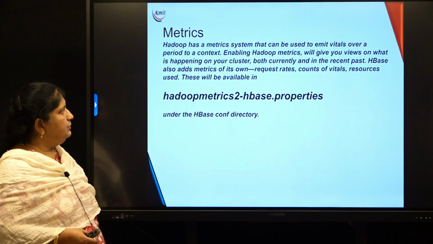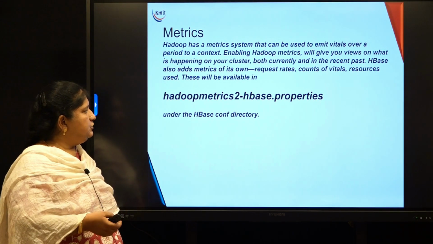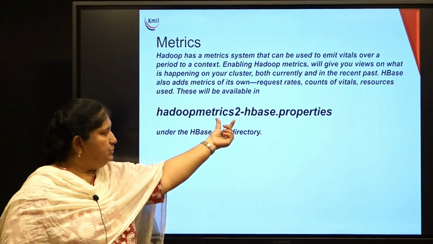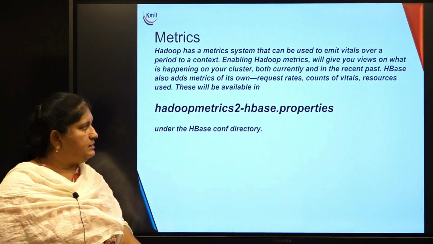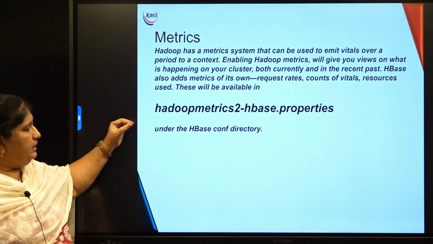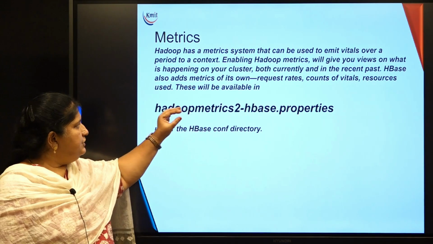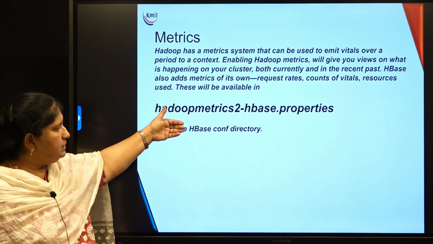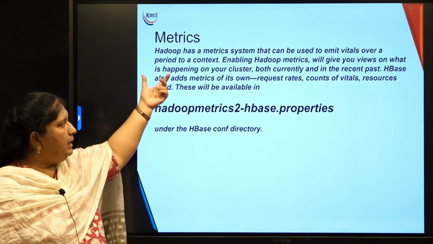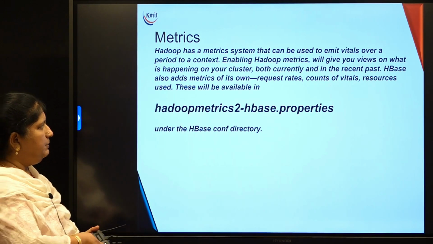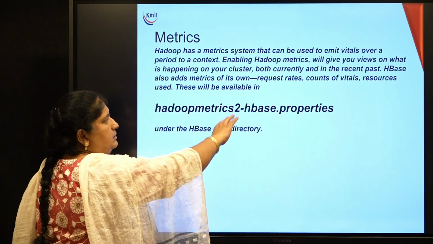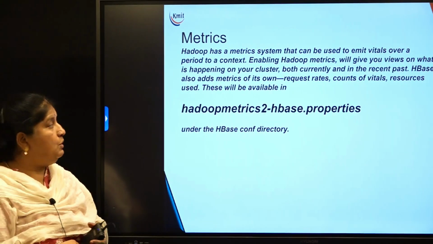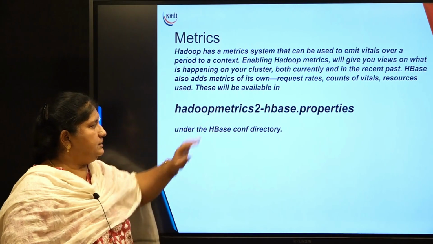And apart from this, if you want to see any of the metrics, generally all those metrics are defined in hadoop-metrics2-hbase.properties. This is the configuration file, in the configuration directory, which contains all the vital metrics of HBase. So we can go through this directory, open the file, and see various metrics. What are the metrics? For example, request rates, counts of vitals, and resources that we have used so far in order to execute. All such vital metrics will be stored in this.